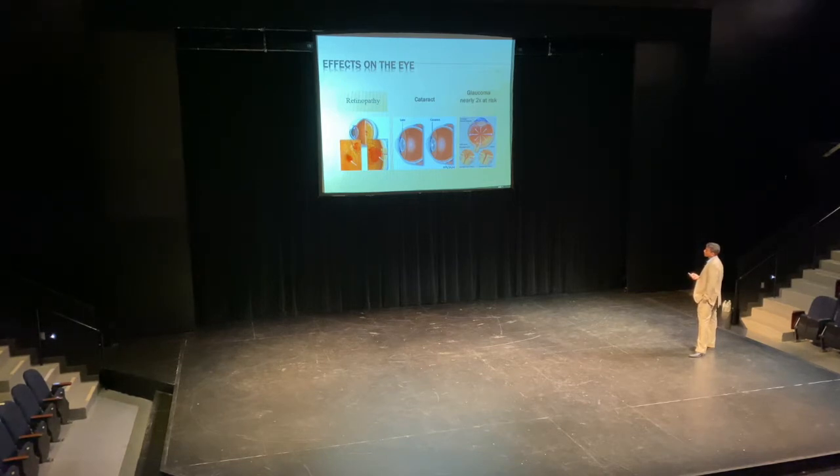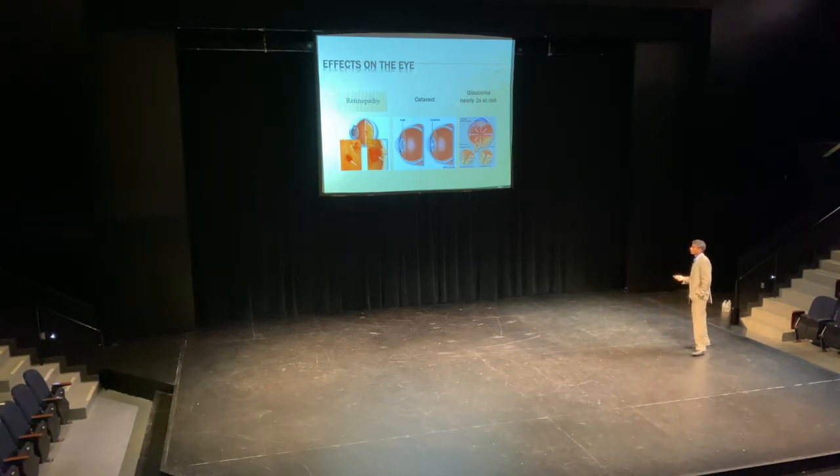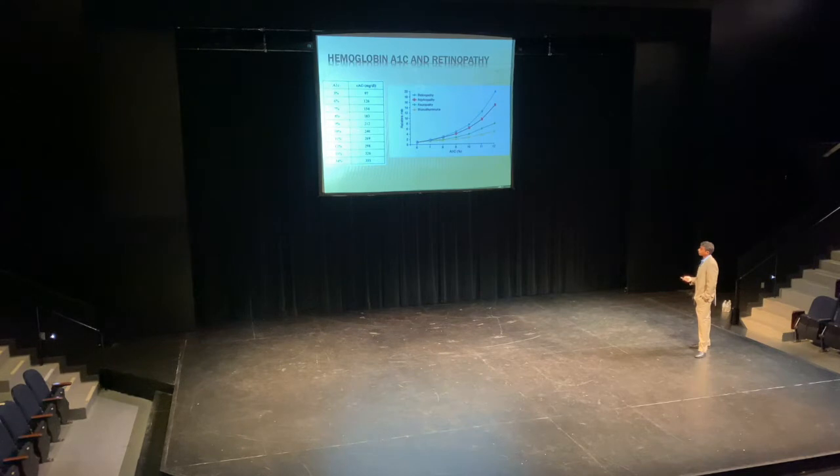Glaucoma is a disease involving the optic nerve. Diabetes also confers about a 2x risk of getting glaucoma. But again, the main reason you are here is diabetic retinopathy. This is by far the most damaging and the most common form of diabetes manifestation in the eye.